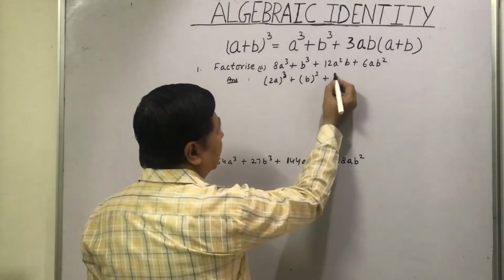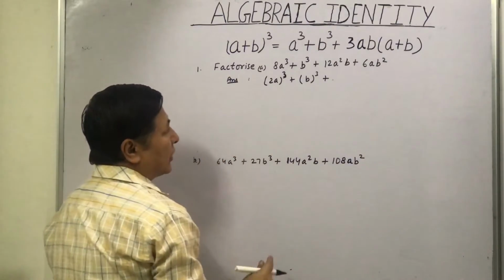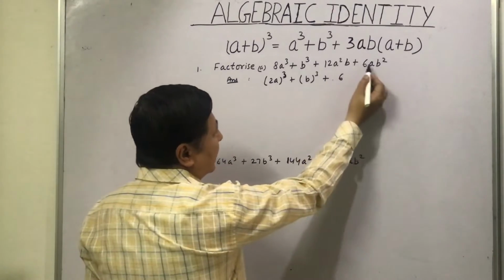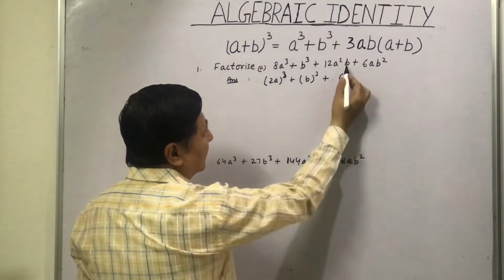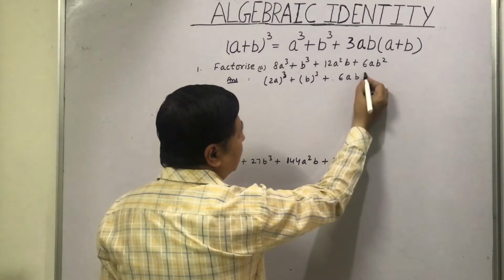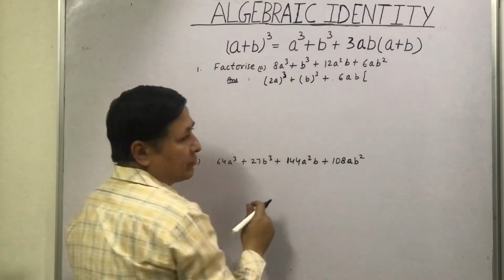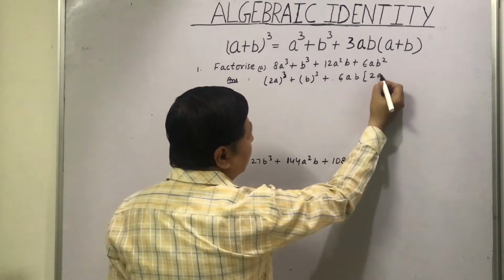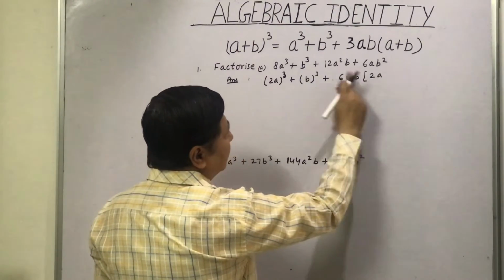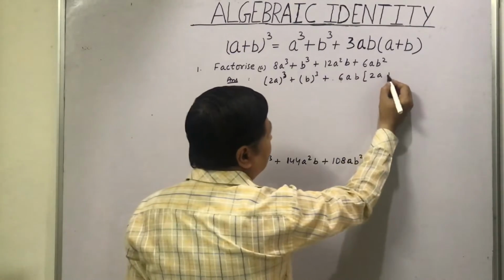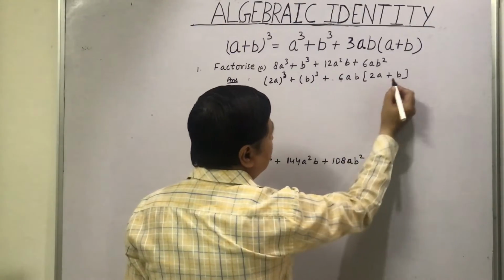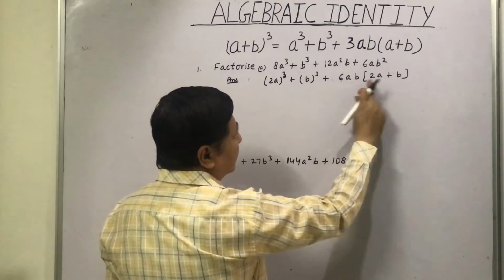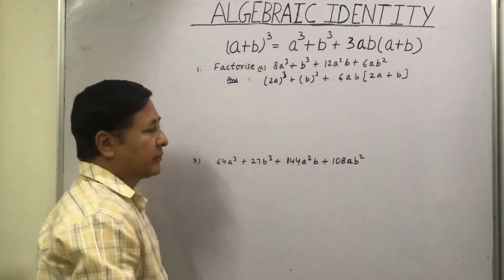Now here we will take common between these two terms. Between 12 and 6 we can take 6 common. a square and a, a will be common. Between b and b square, b will be common. So we have taken 6ab common in both of them. So it will become 6ab. Here we will write 2a because 6ab into 2a will become 12a square b, and here we will get b. We can see 6ab into 2a is 12a square b, and 6ab into b will become 6ab square.